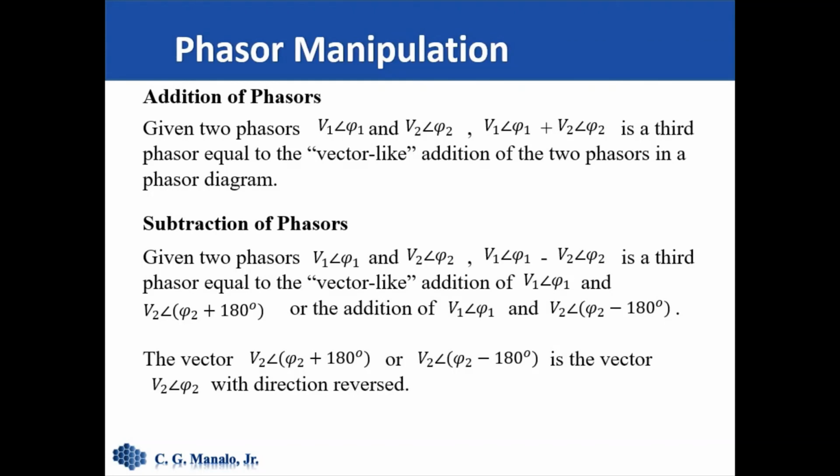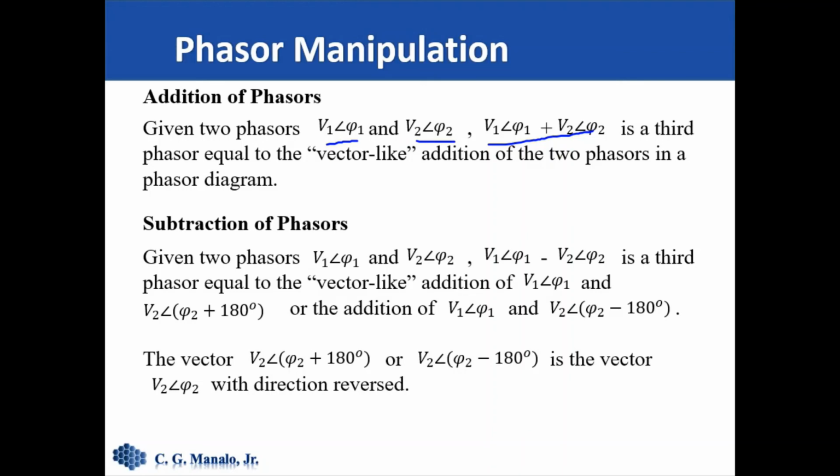We could also manipulate phasors. For example, if we want to add two phasors, this phasor and this phasor, we will get a third phasor, which is really just like adding the two phasors in a vector-like fashion. So if we draw these two phasors in their phasor diagram, their addition would be like adding them as two vectors.